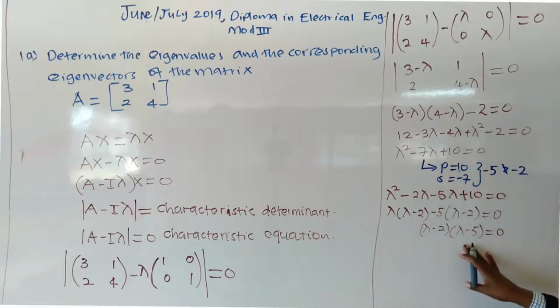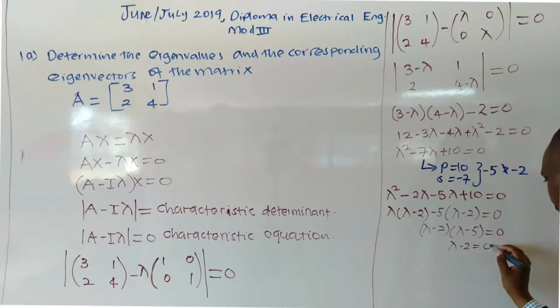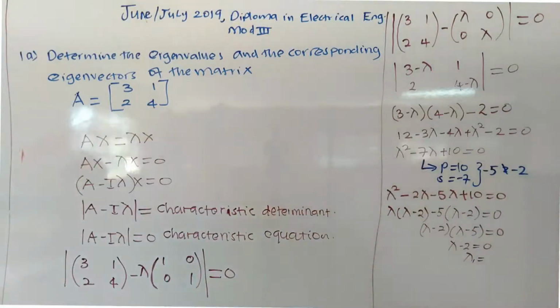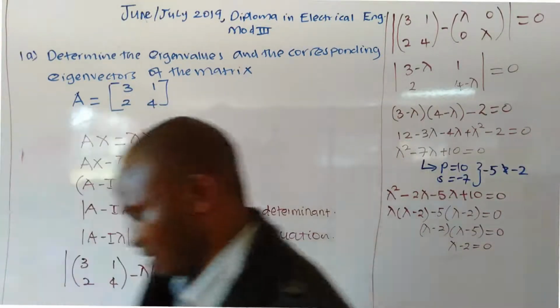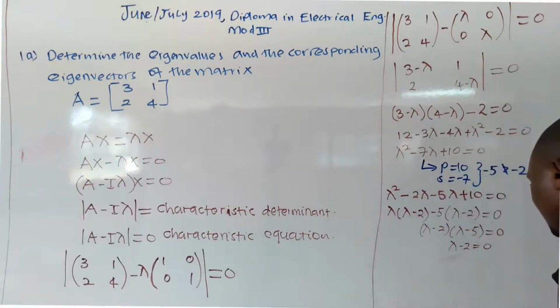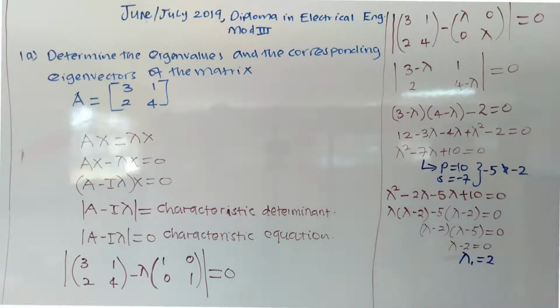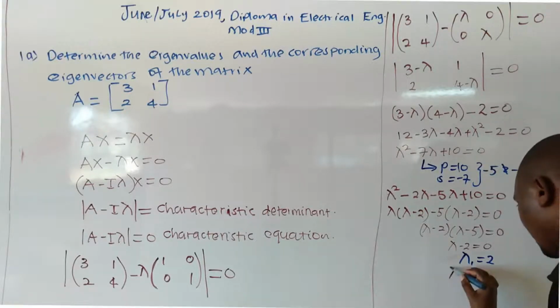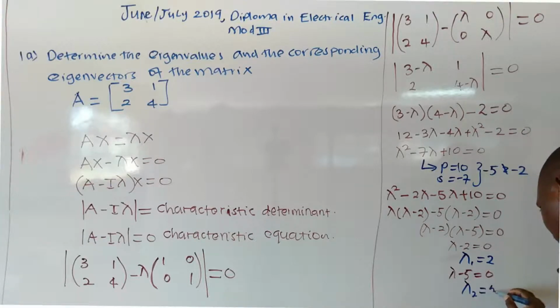If you have two numbers and when you multiply them they give you 0, it means either of the two numbers could be equal to 0, which means lambda minus 2 is equal to 0. That gives us lambda 1 is equal to, let me write this with a different color. This will give us the first value of lambda, lambda 1 is equal to 2. Then we have lambda minus 5 is equal to 0. The second value, lambda 2, is equal to positive 5.